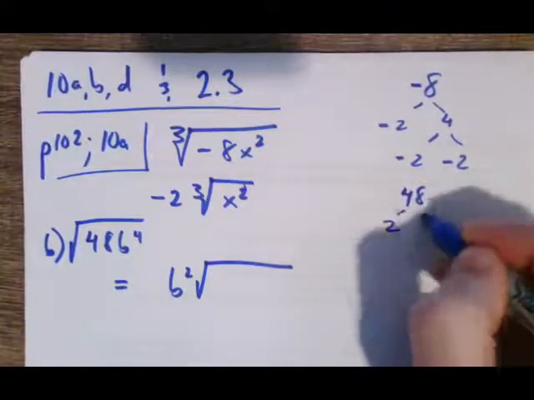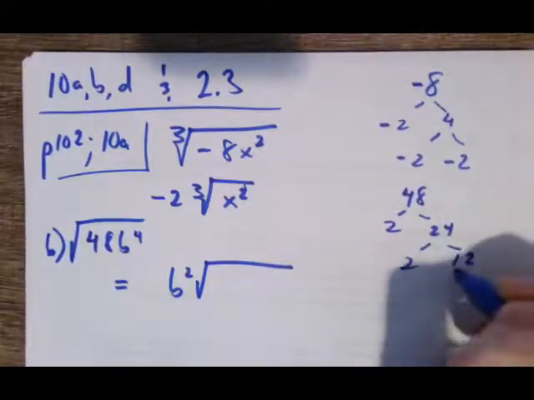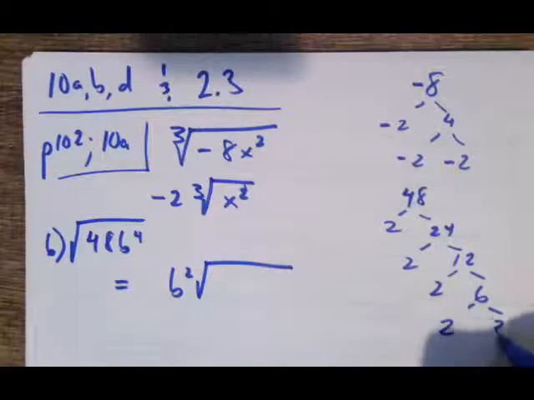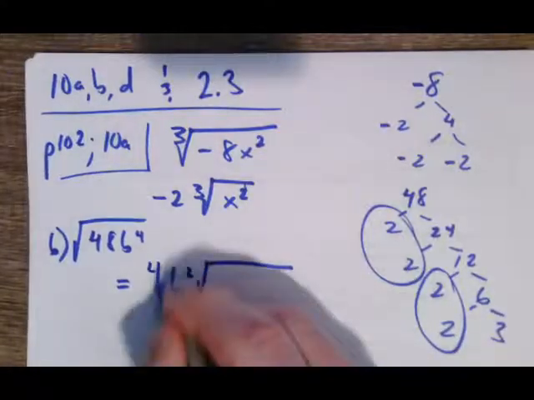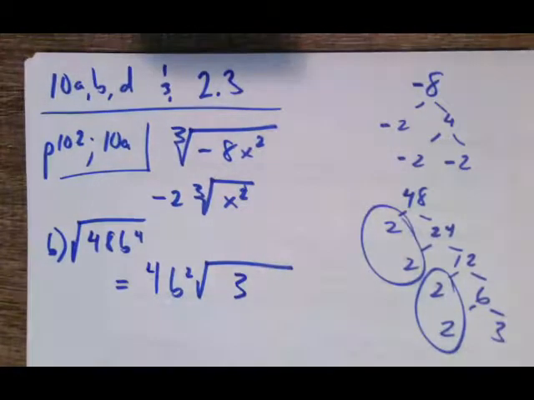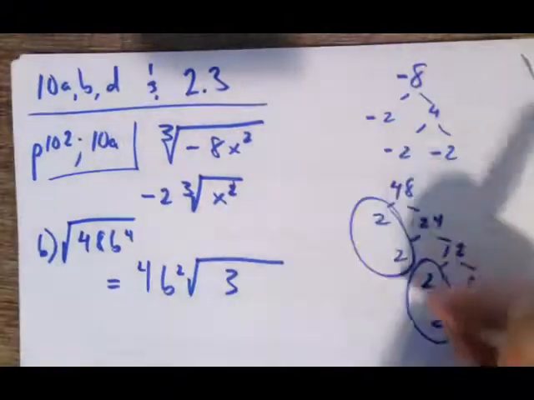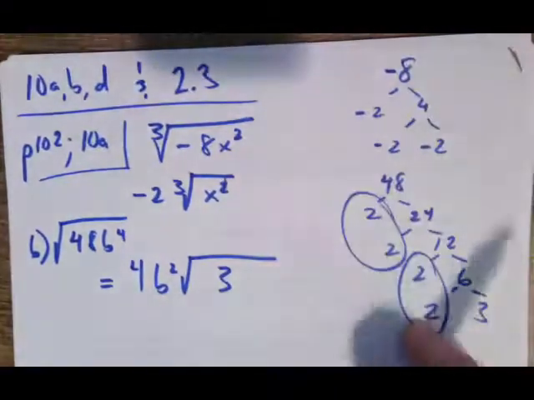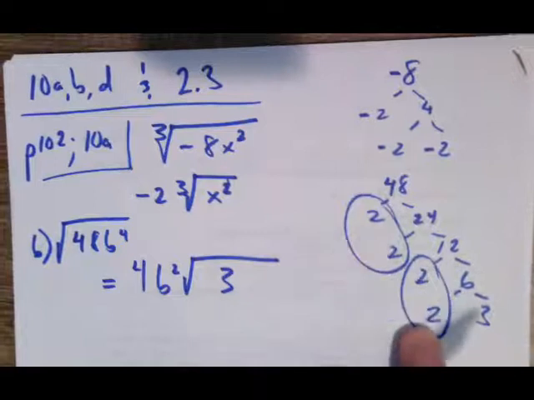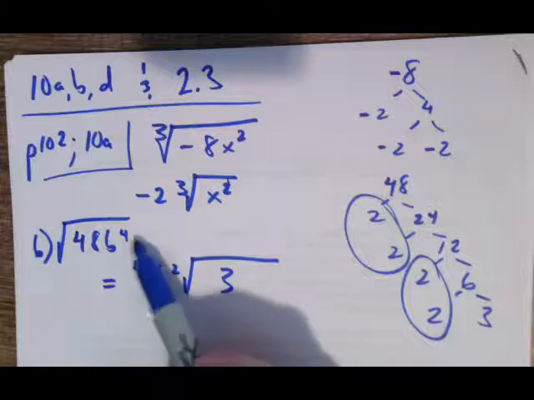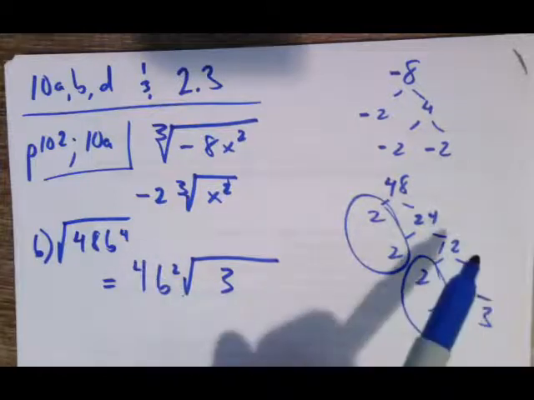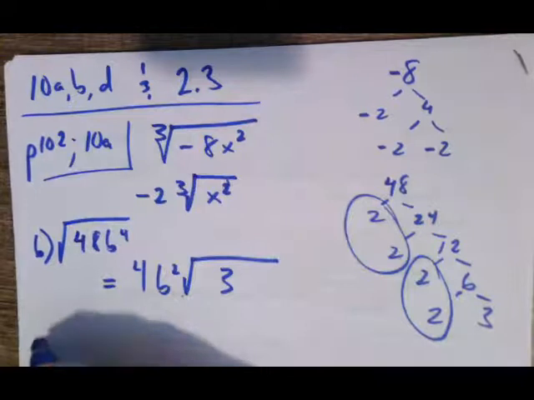So 48, 2 times 24, 2 times 12, 2 times 6, 2 times 3. Now we take out all the pairs we can. 1 pair, 2 pairs. 2 times 2 is 4. 3 is left on the inside. The root of 4 is 2. Or you can just multiply these numbers. That might even help better. 2 times 2 is 4, times 2 is 8, times 2 is 16. The root of 16 is 4. So just pop that out. The root of b to the 4 is b squared. Okay, for b and d.